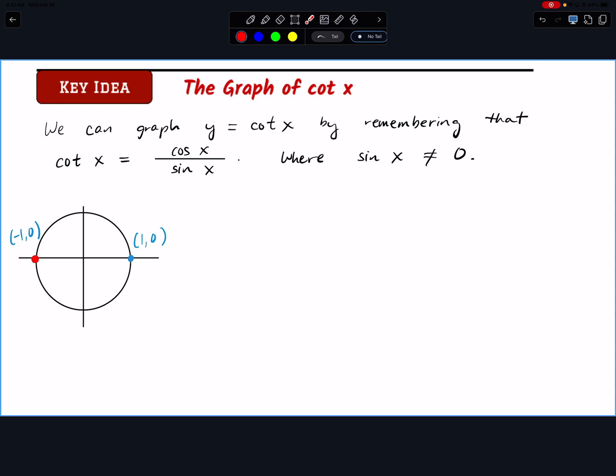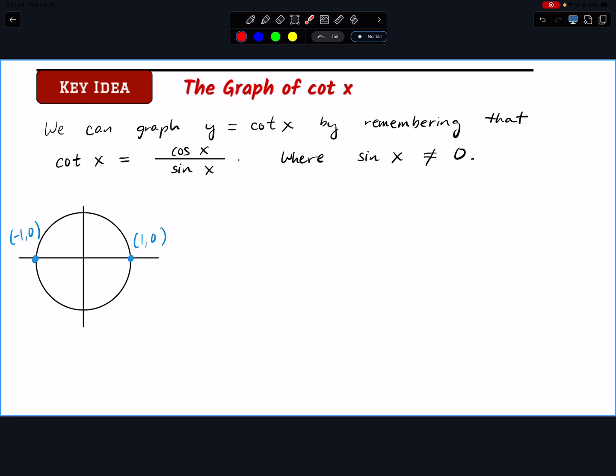Pi, right? And if I kept going, this would be 2 pi. And if I kept going, that would be 3 pi, 4 pi, 5 pi, and so on. If I go backwards, this would be negative pi, negative 2 pi, negative 3 pi. That's bothering me that it's lagging, but it's okay.